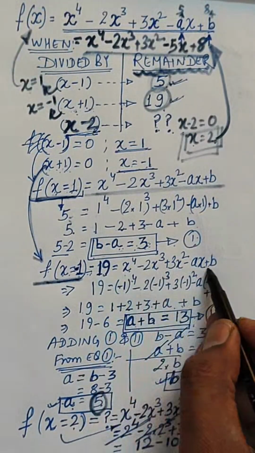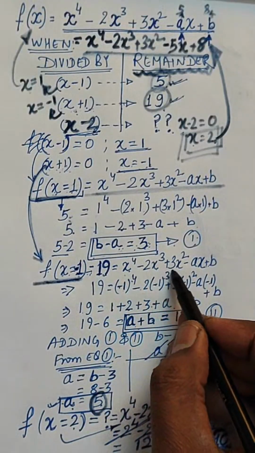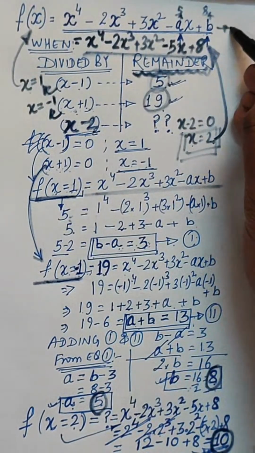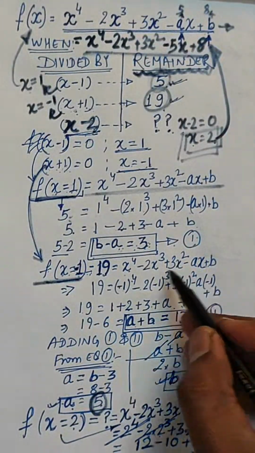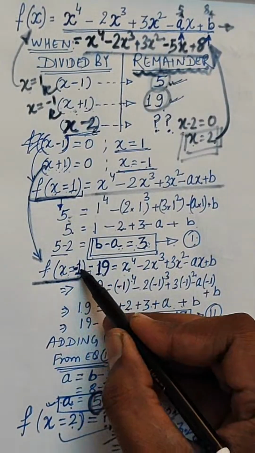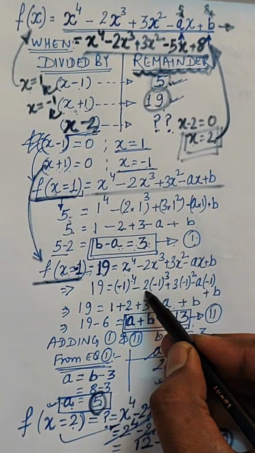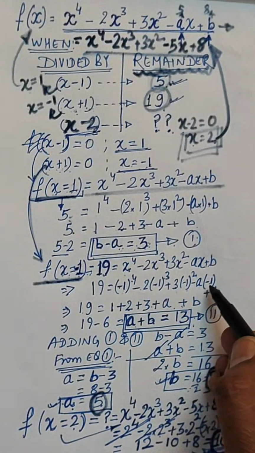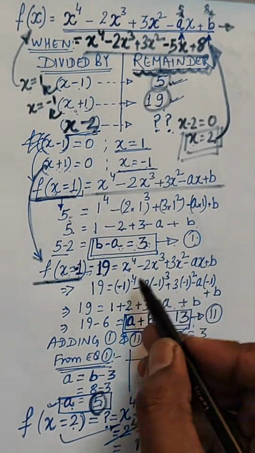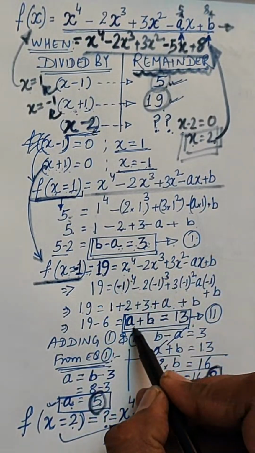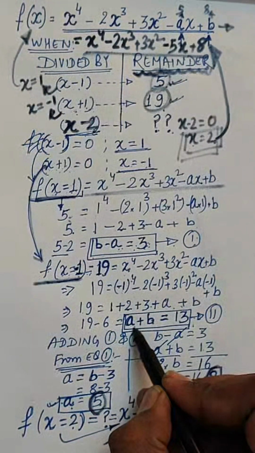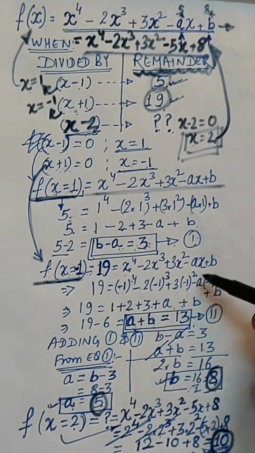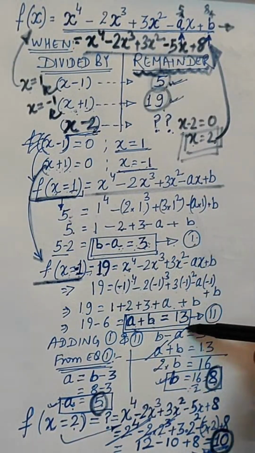This was the function of x: x power 4 minus 2x cube plus 3x square minus ax plus b. You can see this is the same function, isn't it? Now over here, put x equal to minus 1: minus 1 power 4 minus 2 into minus 1 power 3 plus 3 into minus 1 square minus a into minus 1 plus b. Now solve it. This will also give you another linear equation in two variables a and b, है ना? Just solve equation number 1 and 2.